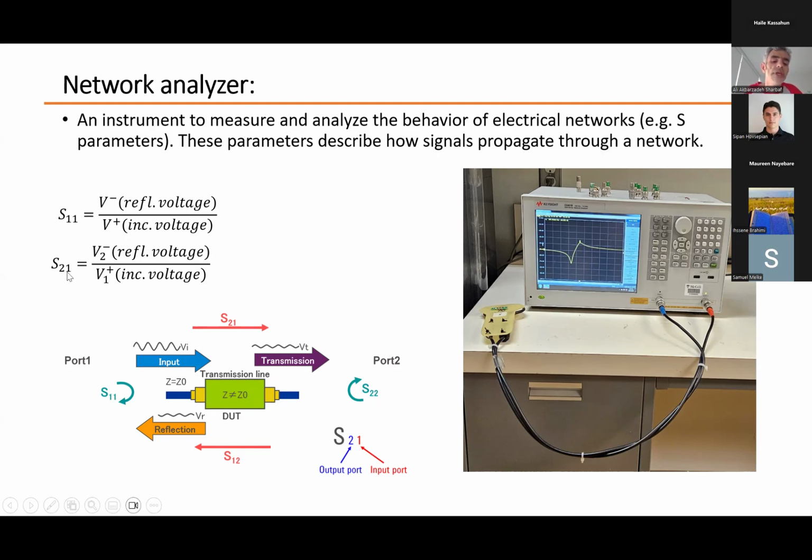In the case of a two-port network, we can also define S21 or S12. S21 is defined in the same manner: it is the ratio of the voltage that comes out from the second port, on the other side, to the network analyzer, over the voltage injected into the first port of the network.